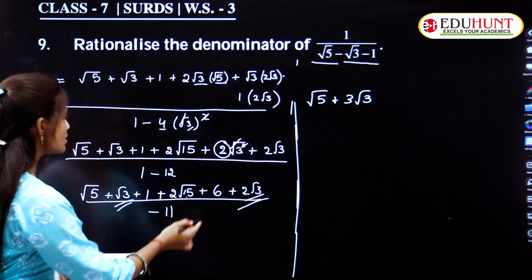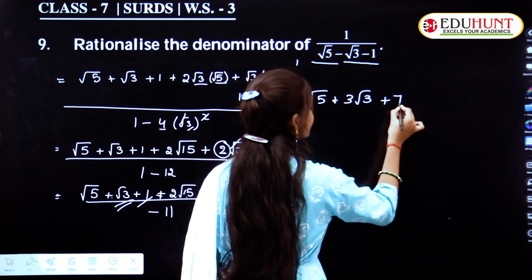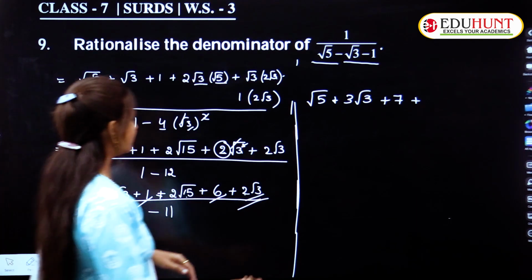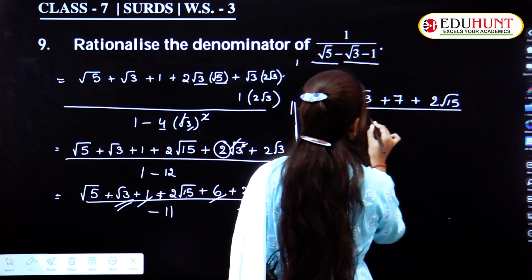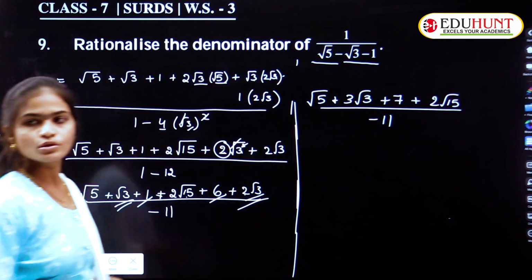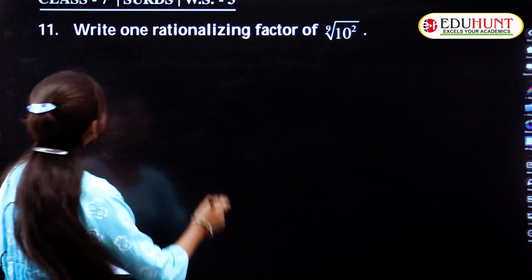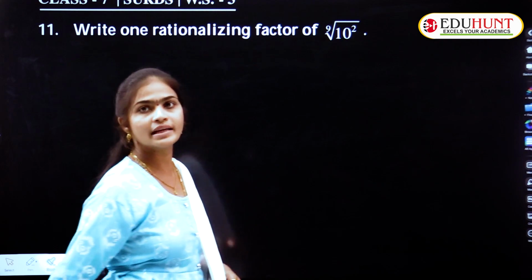Okay, afterwards the constant terms: 6 plus 1 is equal to 7, plus 2 root 15, the whole divided by minus 11. So that is the resultant. And after that, the question: write one of the rationalizing factors of the 9th root of 10 squared.